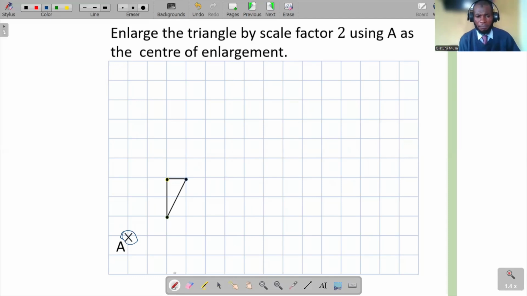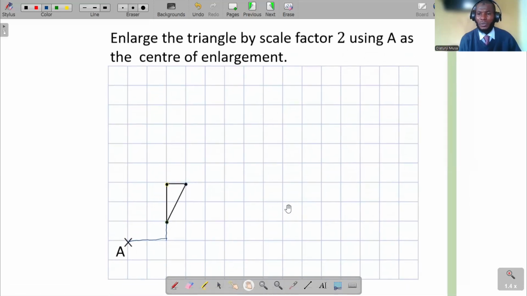And to do that, having marked our center to be letter A, the first thing you need to think of is how the movement of this shape from the center was. The first shape, if you look at this, is 2 squares to the right and 1 square up. But remember that our enlargement is scale factor 2. That means every movement here is going to be multiplied by 2.